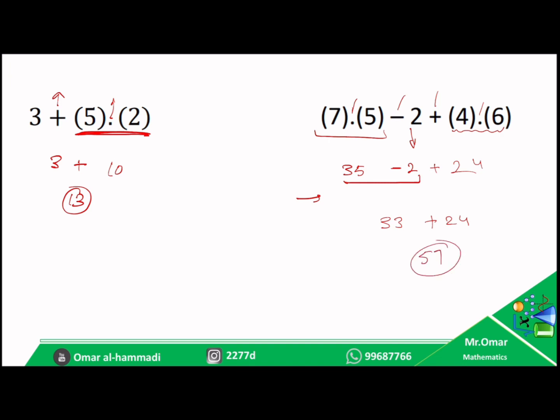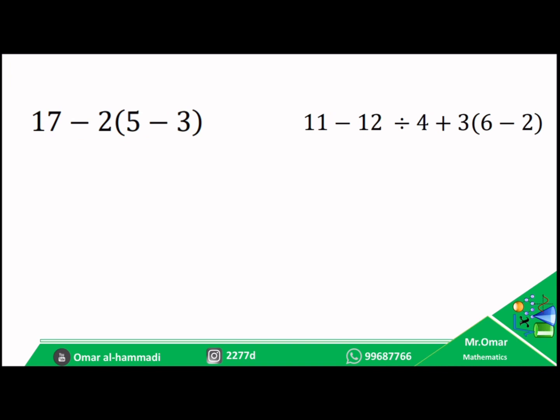Great. Here are also other examples. First of all, we have brackets. So we will finish the brackets and then we will see what we have. 5 minus 3 is what? Is 2. And then this goes down. 2 multiplied by 2. Also this one, 17 minus. Now we have multiplication and subtraction. We will start with this one. 2 multiplied by 2 is 4. And then 17 minus 4 is what? 17 minus 4 will give us 13.